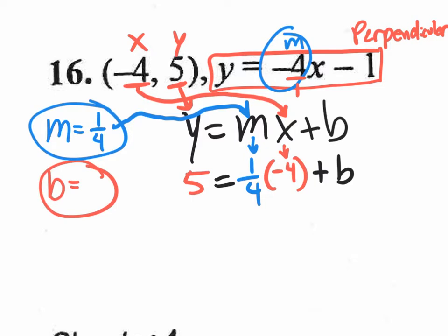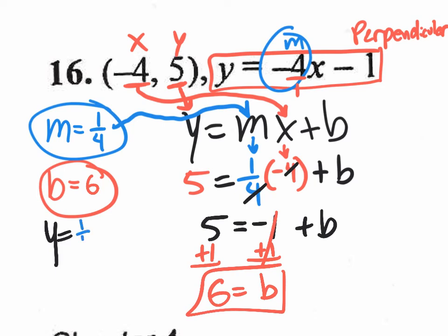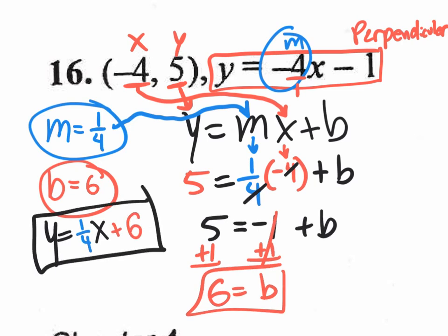When you multiply 1/4 times negative 4, well, first of all, positive times a negative is a negative. And yes, the 4 and the 4 cancel, so you have a negative 1 right here, plus b equals 5. And then you get rid of that minus 1 by going plus 1, plus 1. So 6 equals b. So your b value is 6. And now that you know the m and the b, you can write your equation in y equals mx plus b form. M is 1/4, x is x, plus b, in this case, plus 6. So there's your equation in slope-intercept form.